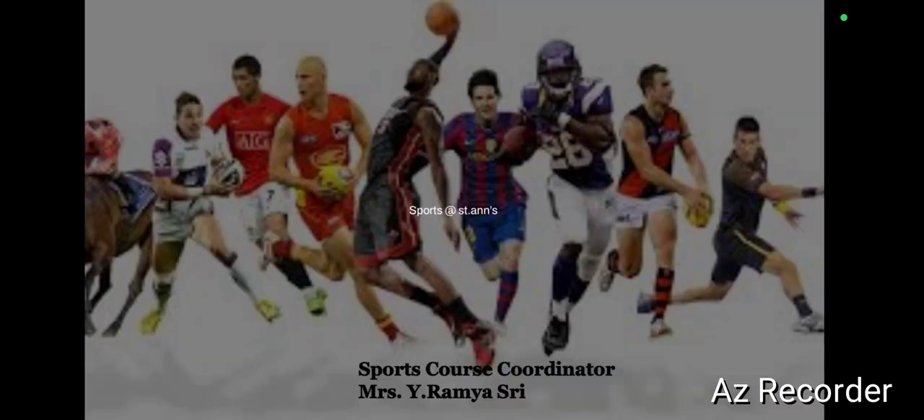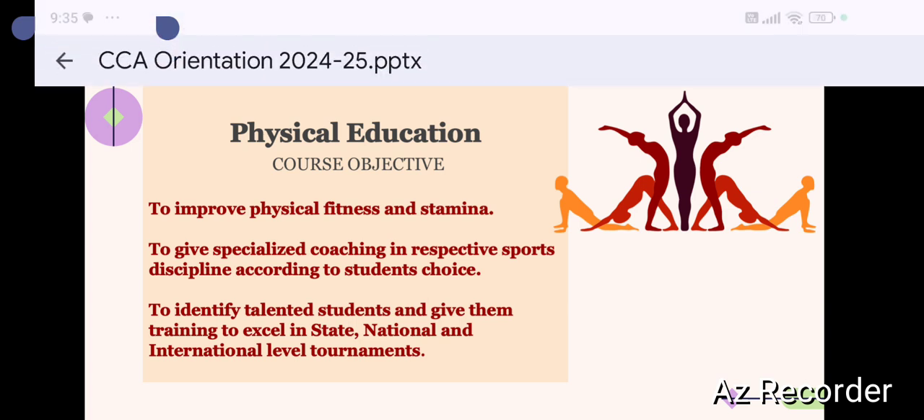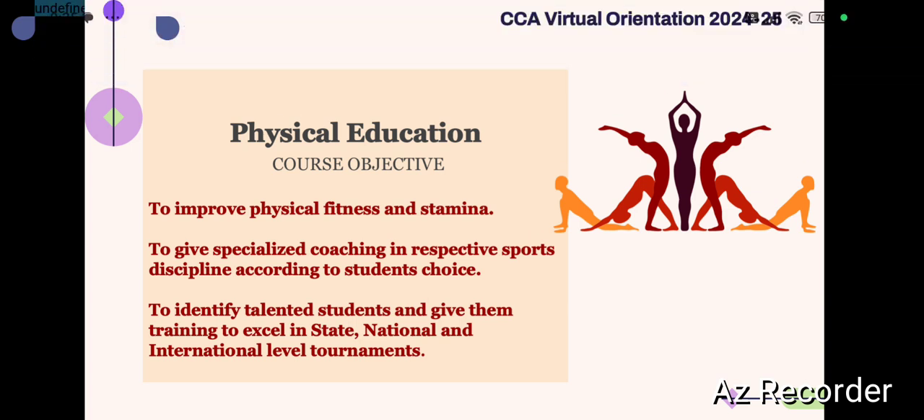Now I would like to quickly give you the course inputs about the objectives and the outcomes of the various courses that are being offered for this academic year, starting with physical education. The main objective of physical education is to improve physical fitness and stamina and give specialized coaching in the respective sports discipline according to the student's choice.